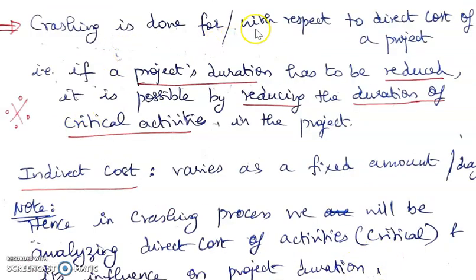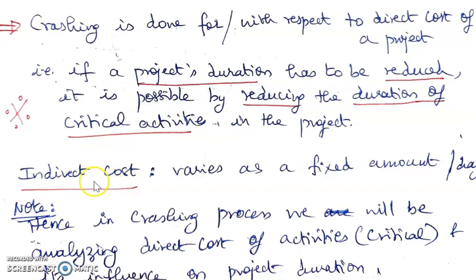So crashing is done with respect to the direct cost of the project only. Direct cost is the one which deals with activities. By reducing the time of individual activities, we are able to get a reduced time of the project. Here we are going to talk about activities which are critical in nature, because they are the ones which influence the project duration. So crashing basically deals with crashing the duration of critical activities.